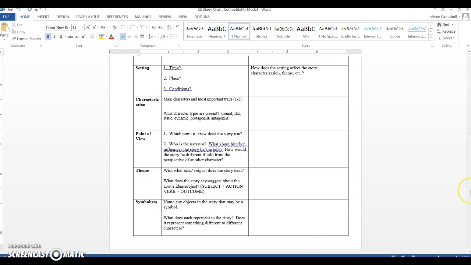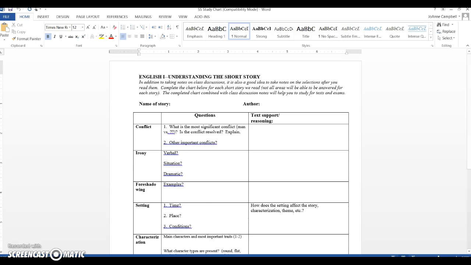So this is something that I would strongly encourage you to do for each story, but it is not required. So it's not mandatory, but it's strongly suggested. Usually the girls who fill out these story charts are the ones who get the really good grades on the tests and quizzes. So that is on Moodle for you.